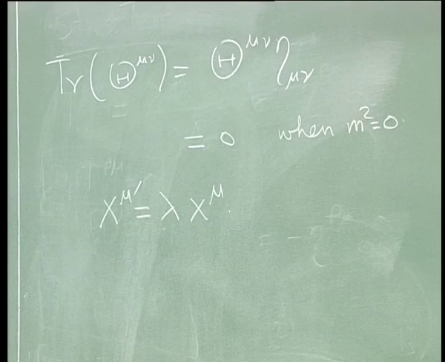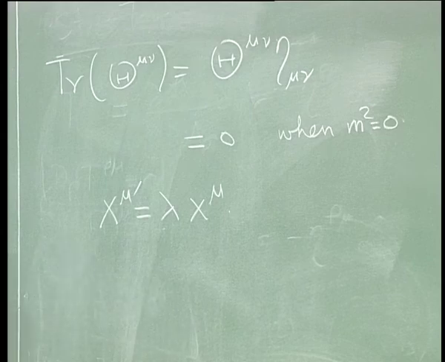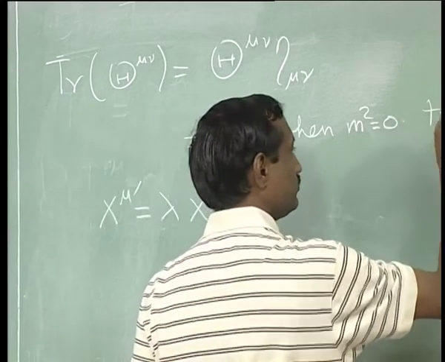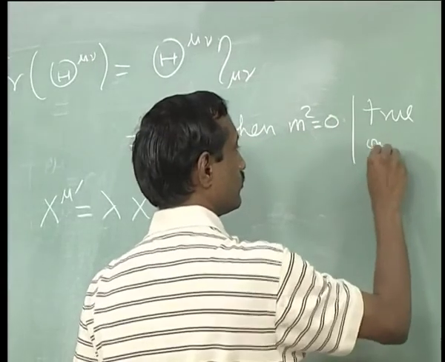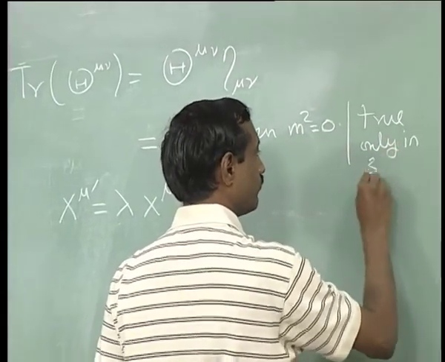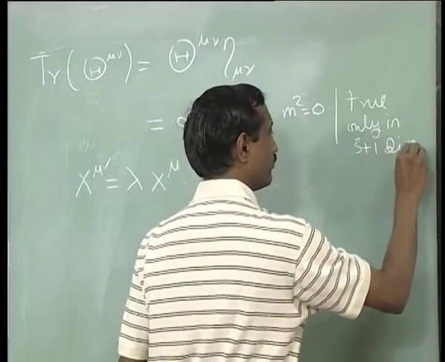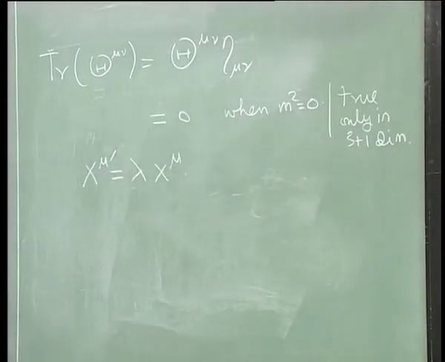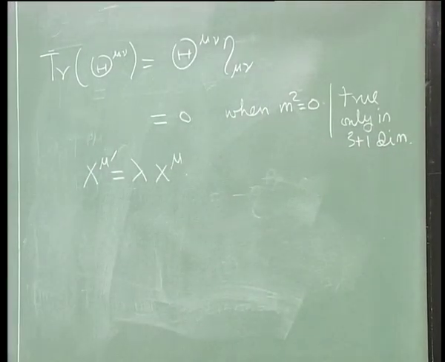This is true only in 3+1 dimensions; if you go to other dimensions that is not true. In all other dimensions gauge couplings are dimensionful. We will do some analysis at some later stage. Okay, so I will stop here.